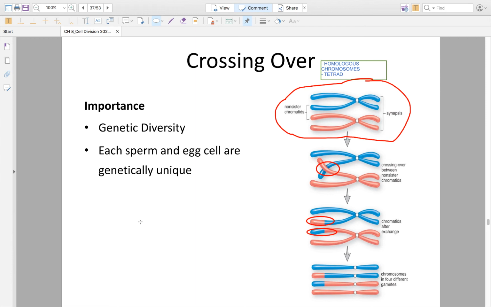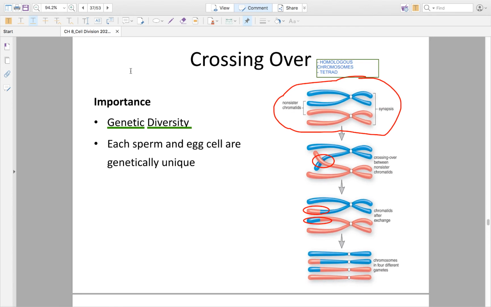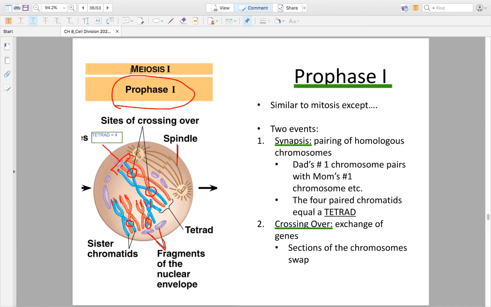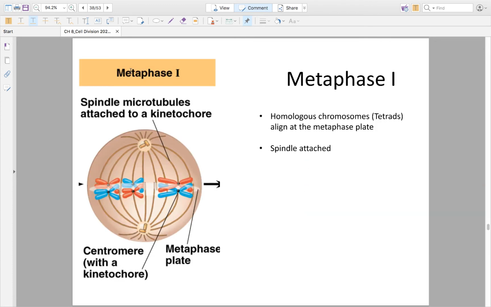Let's just stick with humans here. Okay, so basically, this is incredibly significant because it provides us with all of the genetic diversity that we have in this world. I mean, this is why you're not a clone of your parents. This is why you don't look exactly like your siblings if you have them. And this is what makes everyone unique. Everyone. So it's kind of interesting in that sense. All right, I think we get it. So crossing over, just so we're clear, synapsis and crossing over happen in prophase 1, meiosis 1.